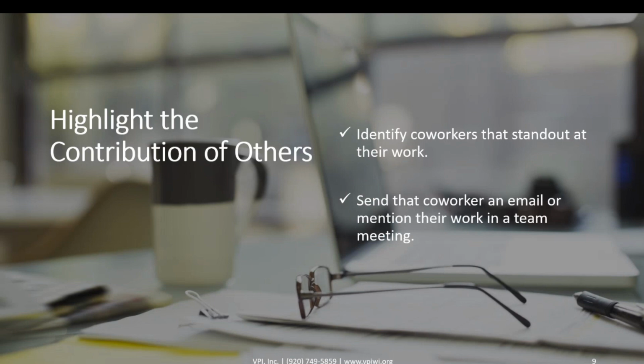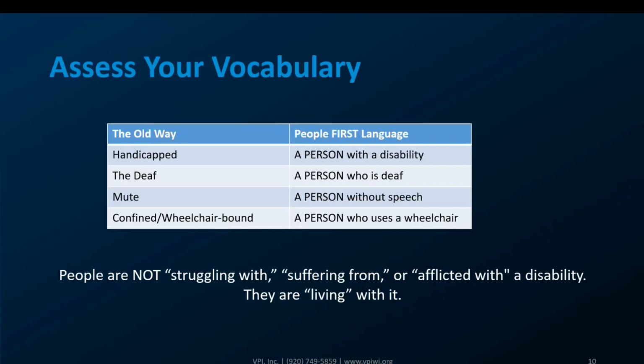So we could do this in an email. We could do this in a team meeting, just calling out the great work of our colleagues is an incredibly great tool for inclusion. And then assessing our vocabulary. People first language is our standard today.